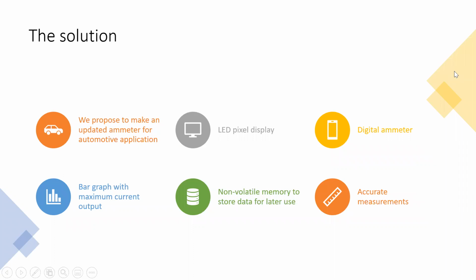Our solution is we propose to make an updated ammeter for automotive applications, as Michael has said. We plan to use an LED pixel display. We plan to have accurate measurements. We want it to be digital and not analog like they have been in the past. We would like to have non-volatile memory to store data for later use that you can look back on. And we want to be able to implement bar graphs with maximum current outputs in our design.